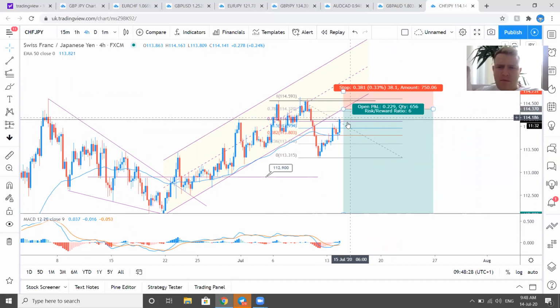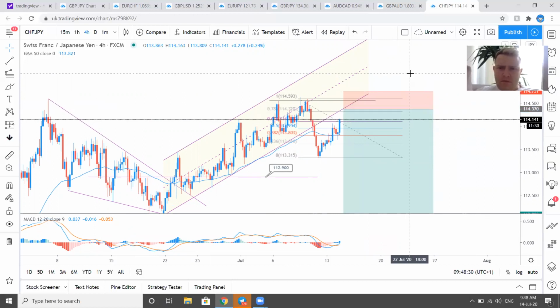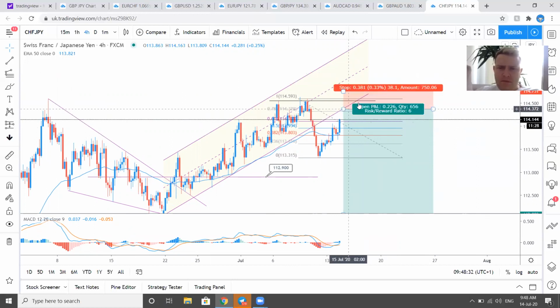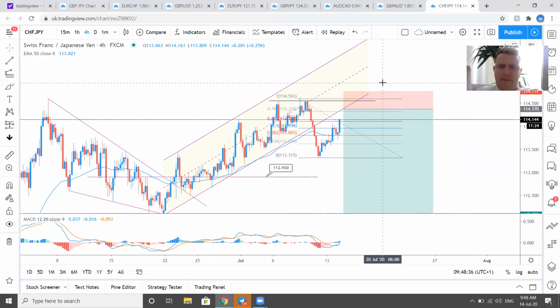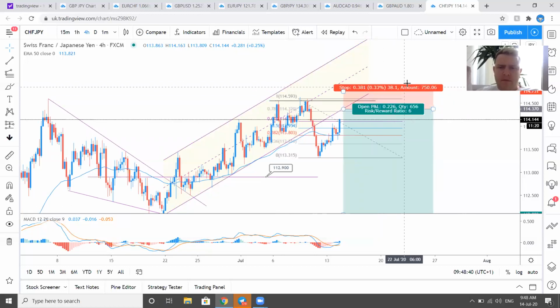We're then also allowing it to not necessarily reject initially straight away. So once it taps, I'm going to allow it to ride up the channel for a bit. If it's going to continue to ride up the channel all the way up here, we don't want to be in the trade anyway. You want that trade gone and shut. So we've got a 1-to-6 risk reward ratio trade.